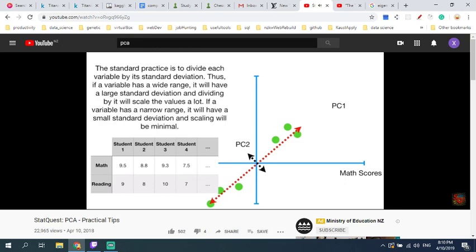The standard practice is to divide each variable by its standard deviation. Thus, if a variable has a wide range, it will have a large standard deviation, and dividing by it will scale the values a lot. If a variable has a narrow range, it will have a small standard deviation, and scaling will be minimal.